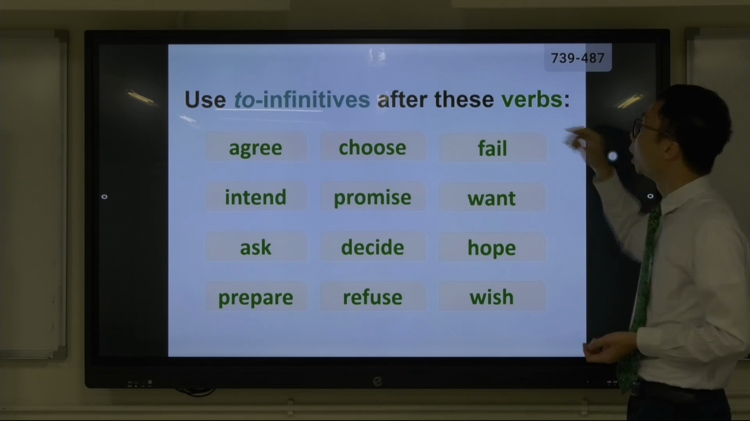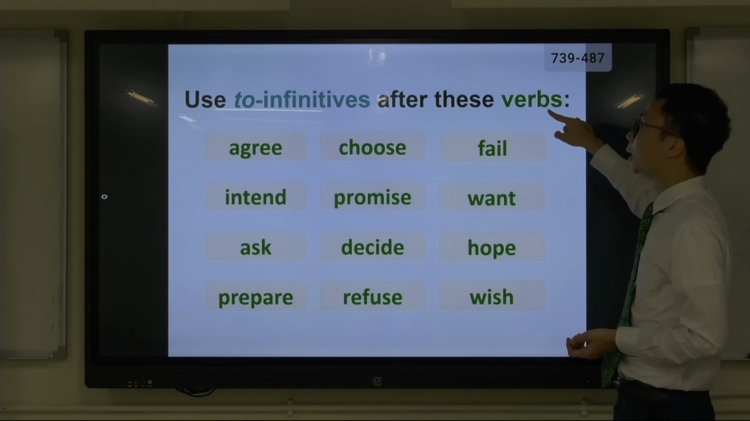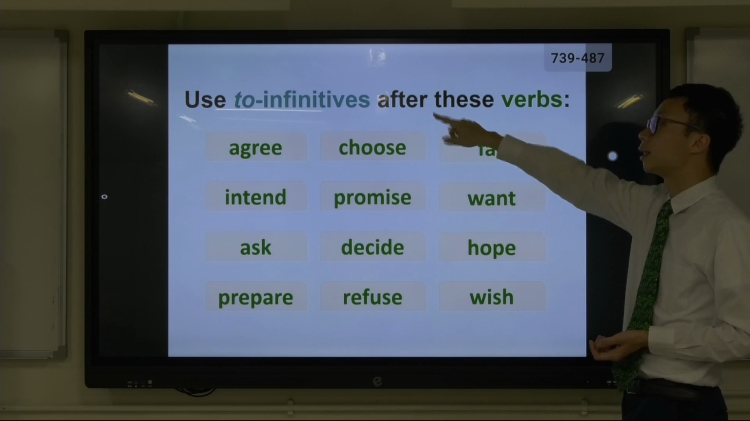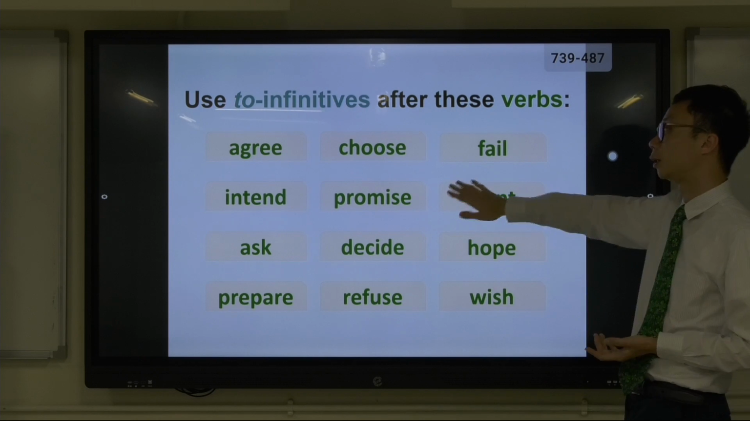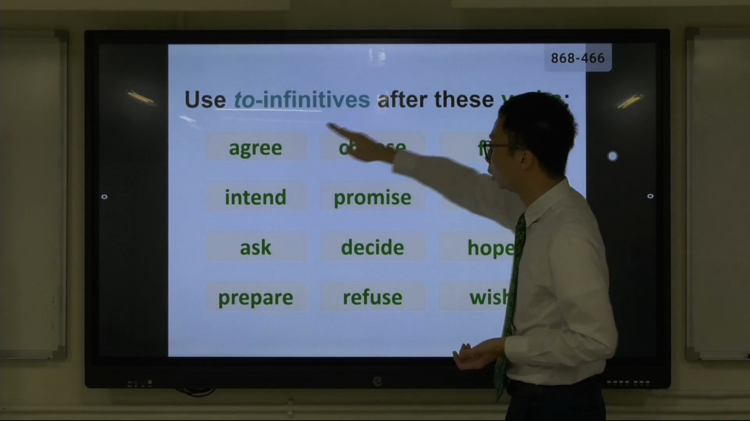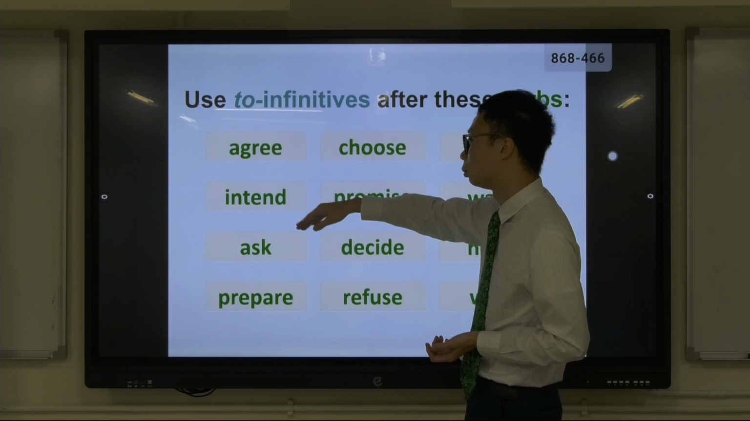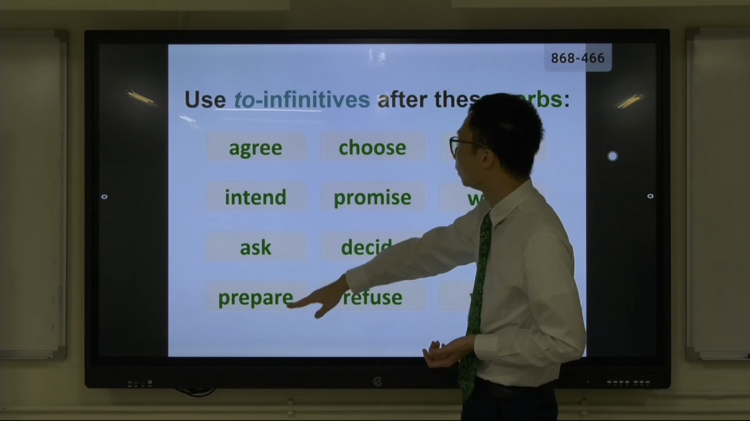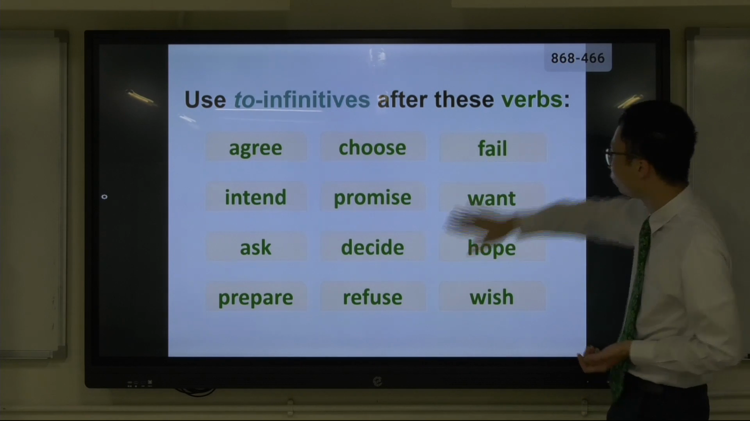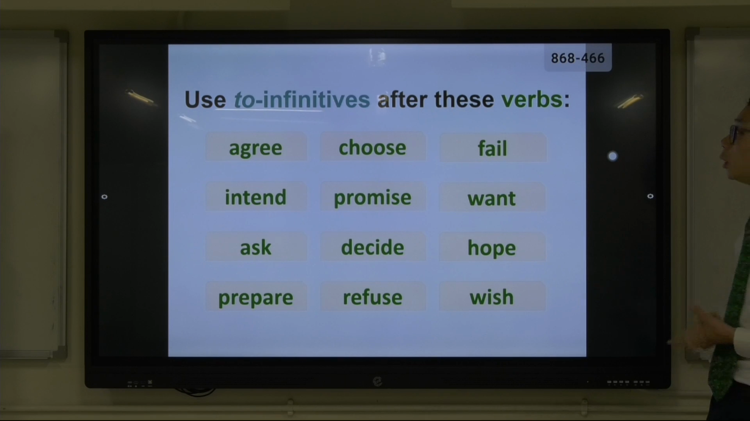The first way is to use the to-infinitive. We use the to-infinitive after these verbs: agree, intend, ask, prepare, choose, promise, decide, refuse, fail, want, hope, wish. These are the verbs after which we use to-infinitives.